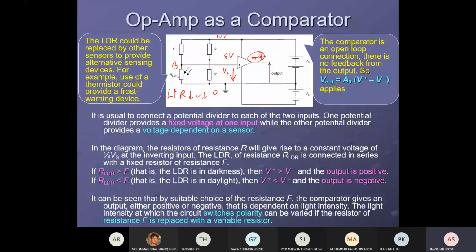Sensor is LDR connected to op-amp. What is the function of op-amp here? It acts as an automatic switch.